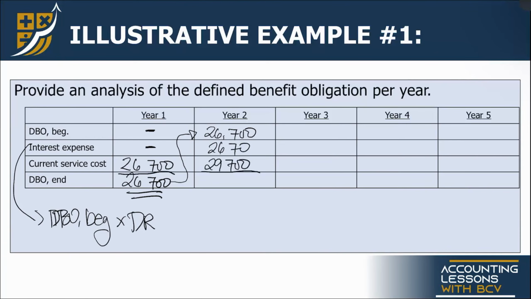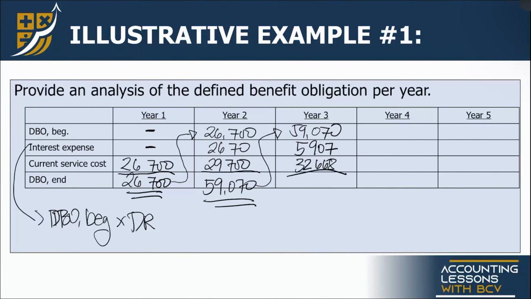So, how much is our DBO end at the end of year 2? Just add all of those. It will be 59,070 pesos. Then, when we get to year 3, that becomes the beginning. Interest expense, simply multiply your beginning balance by 10%. That is 5,907. Then input your current service cost as computed in step 3, year 3, 32,668.